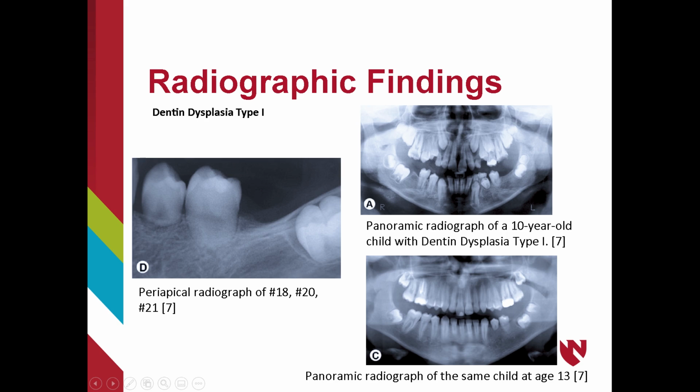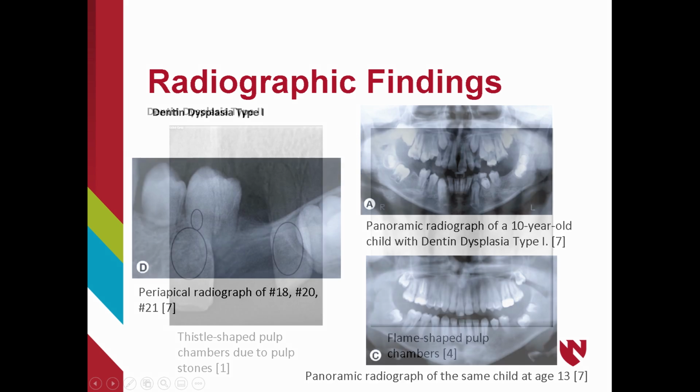Image A in the top right corner is a panoramic radiograph of a 10-year-old patient with dentin dysplasia type 1. The permanent molars 19 and 30 are congenitally missing, and the roots on tooth number 18, 20, and 21 are shortened. The same patient is depicted in the bottom right radiograph at age 13. The radiograph reveals arrested tooth formation on number 18, 20, and 21. Image D is a closer view of the arrested root formation on number 18 and number 20, and the lack of root formation on number 21.